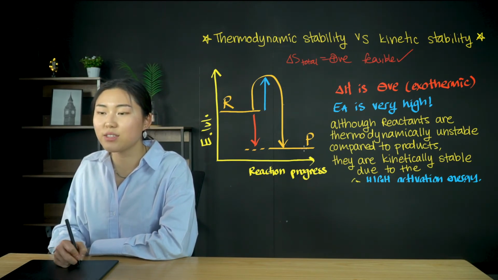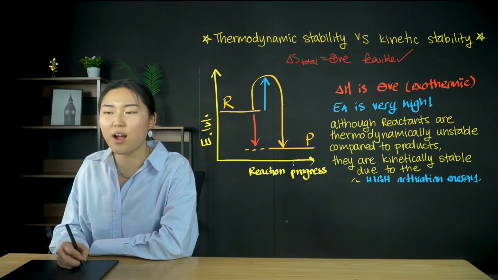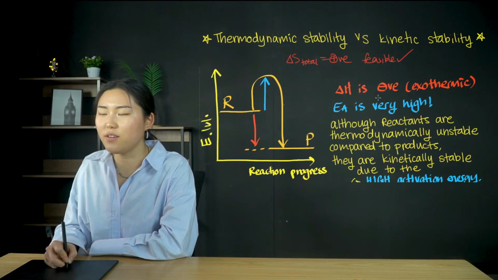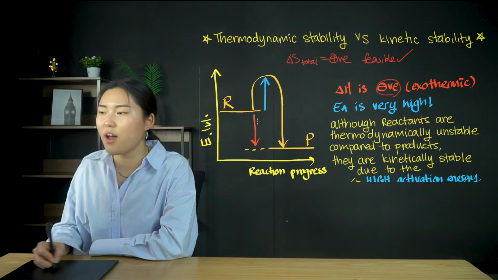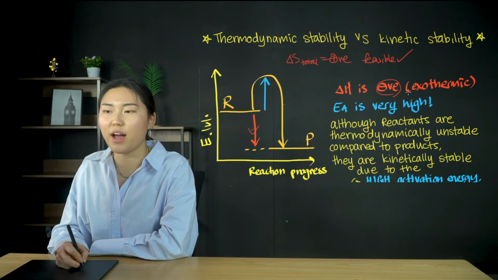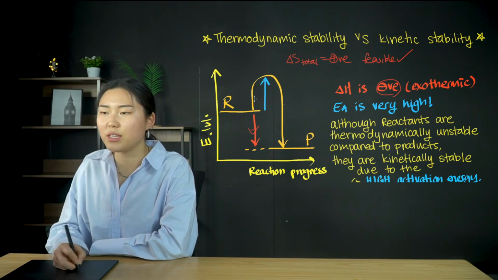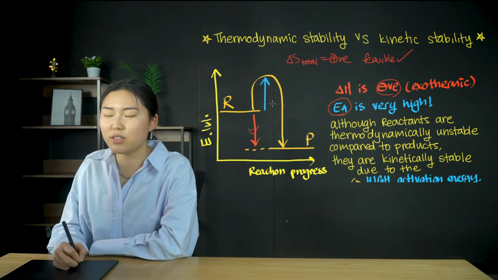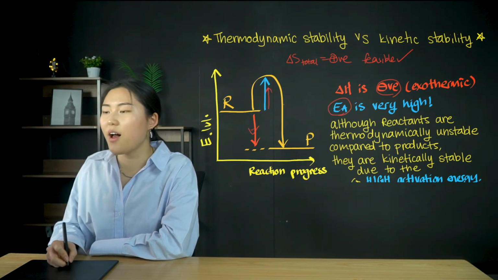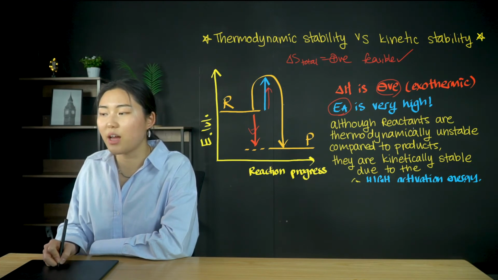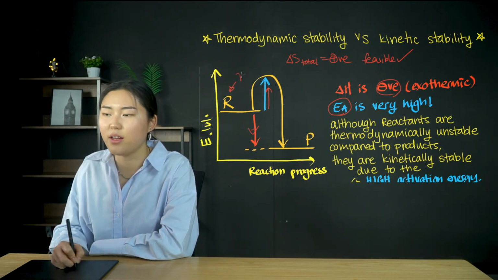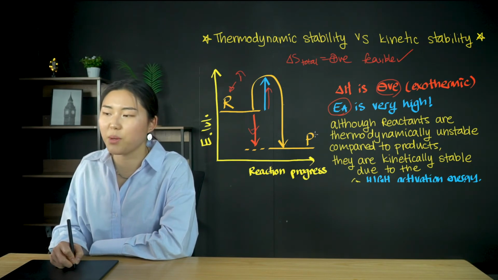This is an exothermic reaction energy diagram, from reactants to products. So the delta H is going to be negative, the red arrow going down, because this is an exothermic reaction. But we can also see that the activation energy is pretty high, right? Over here, the blue arrow is our activation energy. Although reactants are thermodynamically unstable compared to the products, so the reactants are higher in energy level than the products, meaning that they are pretty unstable.